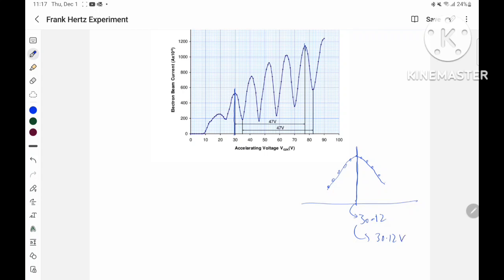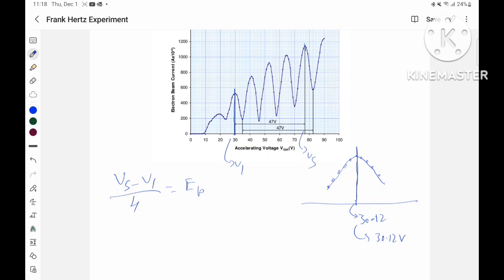Okay, so a similar thing you do for the last peak as well. So find out the reading for V1 and 1, 2, 3, 4, 5, V5. Okay, and take V5 minus V1 and divide it by 4. Now this gives you the excitation potential of the argon electron in the argon atom.